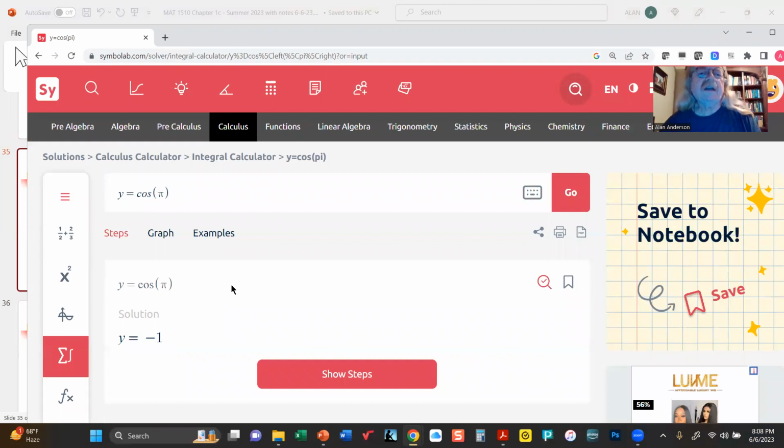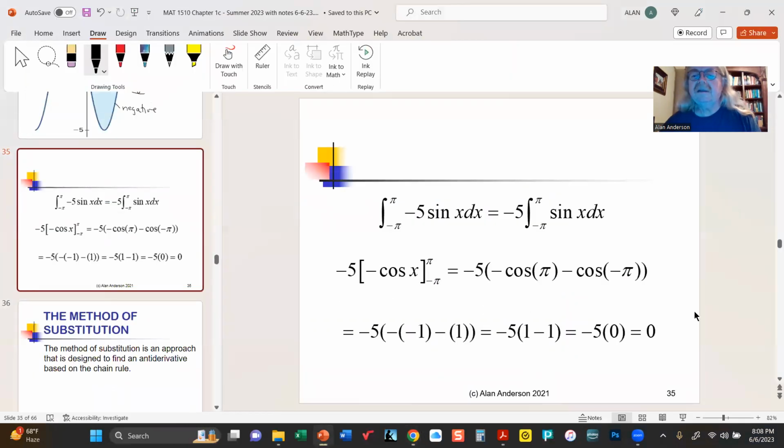Oh, sorry, it's -1. Yeah, -1. That's right. But this first term is negative anyway. So it's negative -1 minus 1, and then we end up ultimately with 0.